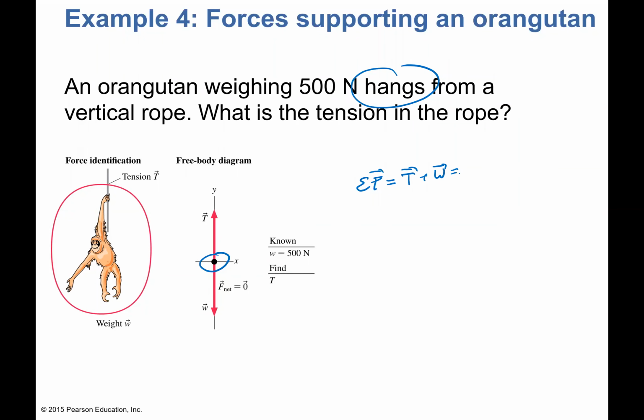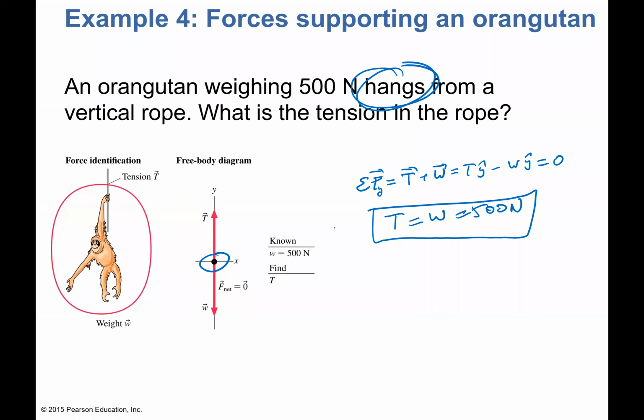But you can see this is only in the y direction. So you can say this is tension y hat minus weight y hat. Both of them are in the y hat direction, but one is positive and the other is negative. This equals 0 because it's in equilibrium, it hangs, which means tension is equal to the weight. We were already given weight as 500 newtons. That means tension is also 500 newtons. It's simple enough, but it's important to understand some of those wordings.